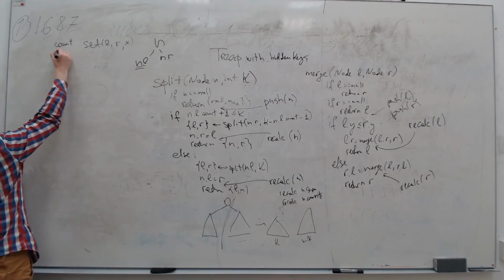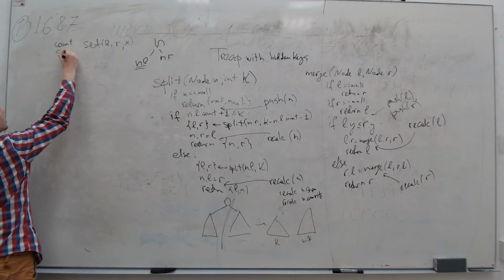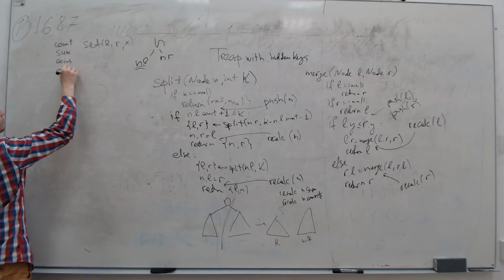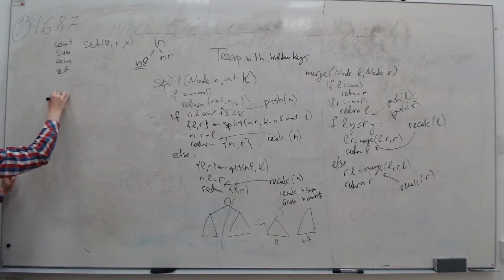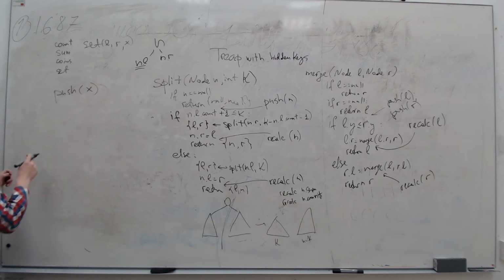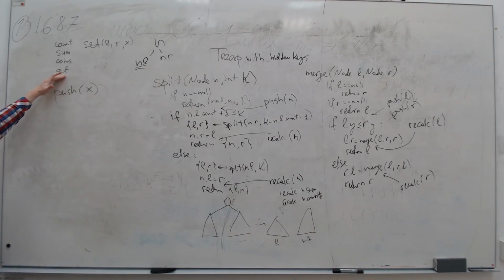so you have count, sum, coins, and set. How to write the push function? So set means everything in this subtree should be set to this element. How would you push it? So we already had push for the add operation, but how to do push for the set operation?